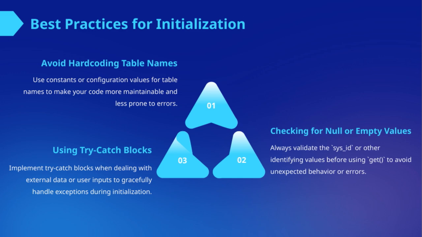Instead of searching through your code to find every instance, you change it in one place. Next, always remember to check for null or empty values before using get or similar methods. For example, validate your SysID or other identifiers before you proceed. This helps you avoid unexpected behavior or runtime errors that can be tricky to troubleshoot.